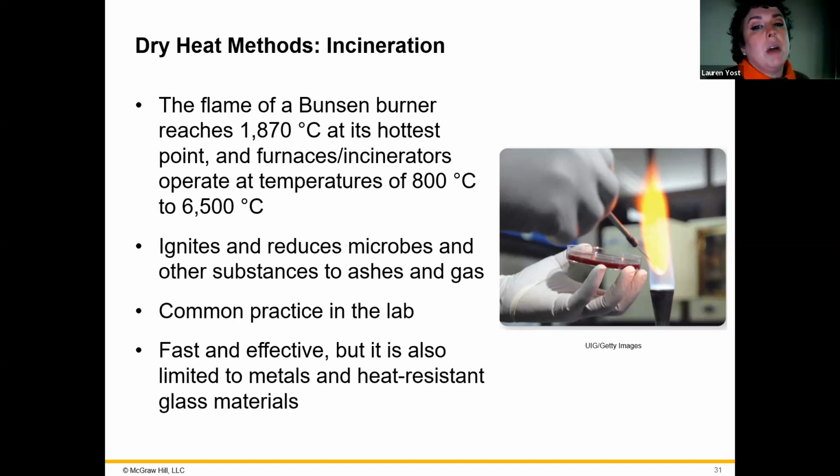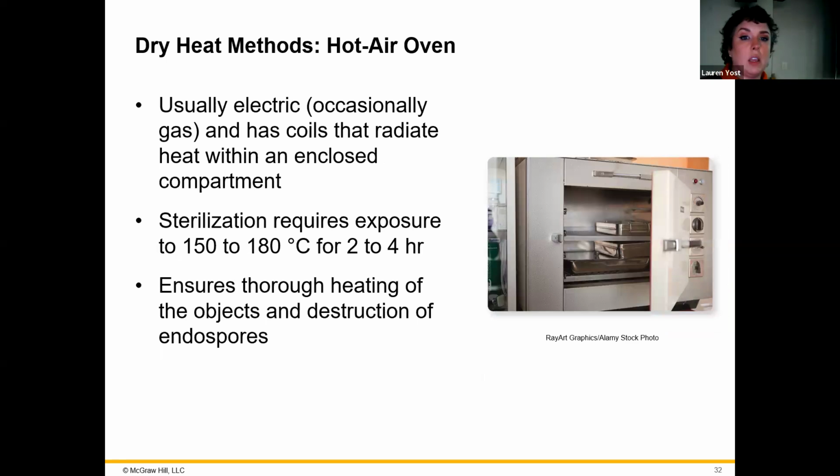All right, dry heat methods. This would include incineration, like what we do in our lab. Bunsen burners get up to like 1,870 degrees Celsius. So now we're talking, that's some heat. Most incinerators and furnaces operate between 800 and 6,500. The bigger the item that you're trying to incinerate, for example a body for cremation, the closer to the higher end you would be using to get everything ignited, turning that organic matter into gas and ash through a process called oxidation, powered entirely by heat.